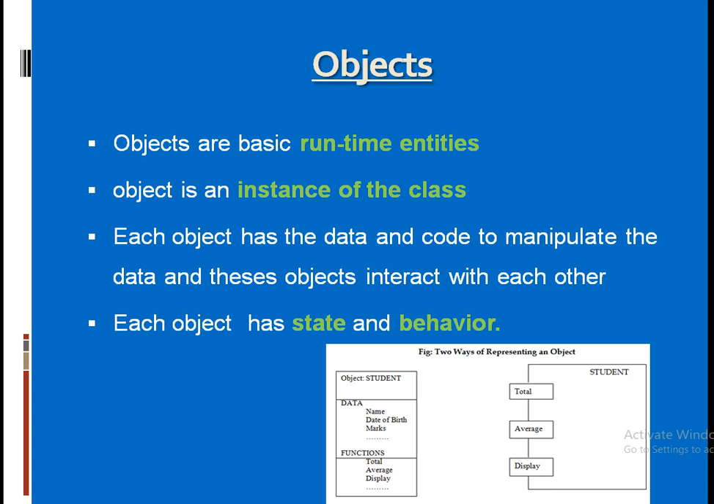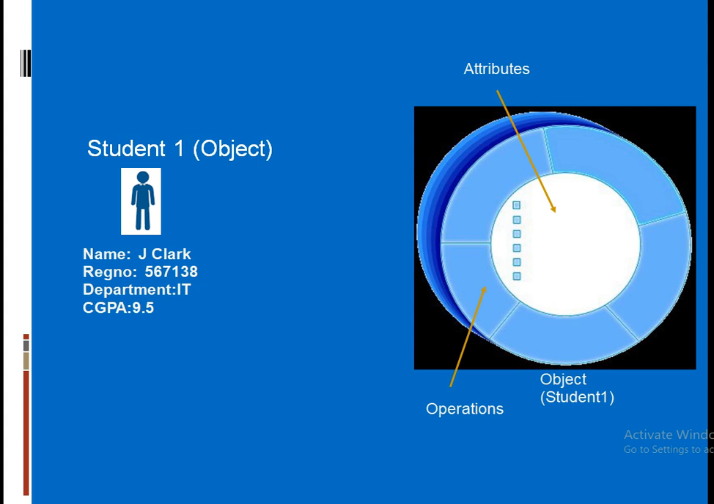So each object has states as well as its behavior. Only in the OOPS concept do objects hold memory locations, whereas a class will not hold memory locations. Consider as an example a student as an object. Here the attributes or data members may include the name, register number, department as well as their CGPA, whereas the behaviors or operations and data functions may include internals, calculate function as well as the result function.